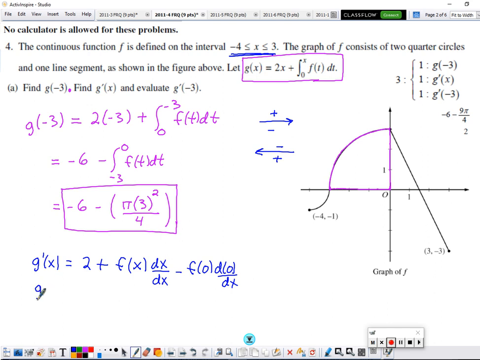Cleaning that up, g prime would be 2 plus f. And that's the second point. So if you have that written on your paper, you now have 2 points. 4 questions.